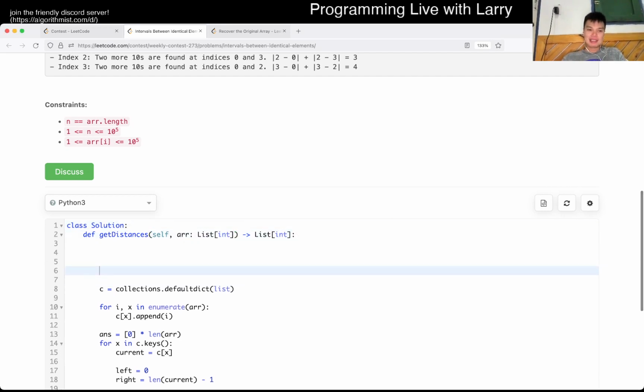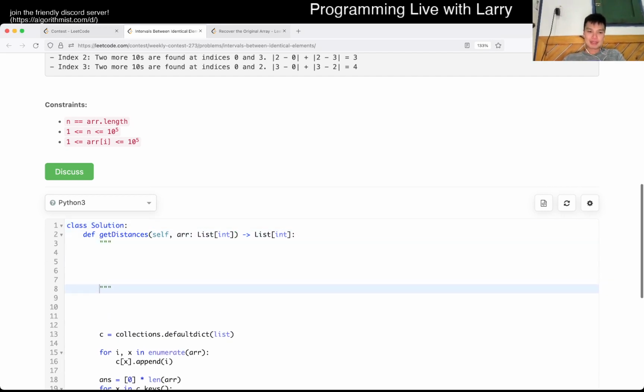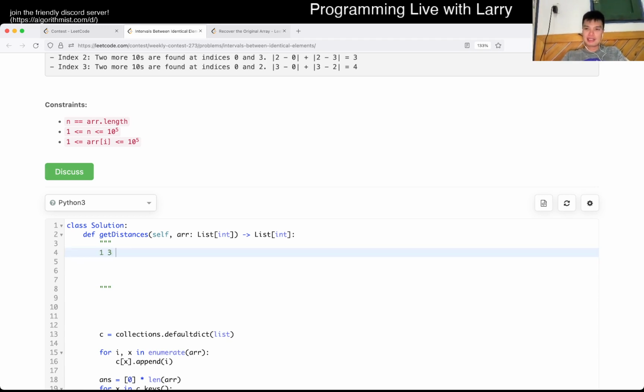But let's say we have 1, 3, I don't know, I'm just picking random numbers, 4, 8, 10, 15, right? And these are the indexes of the same number. Doesn't matter what number it is, right?